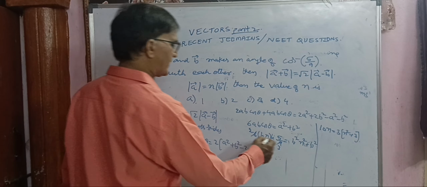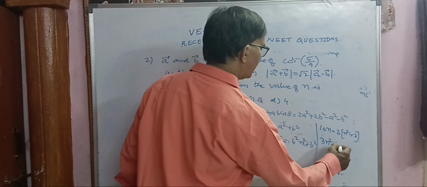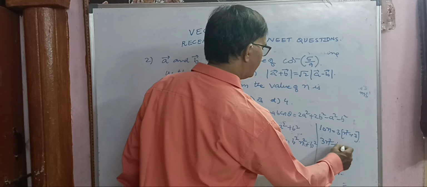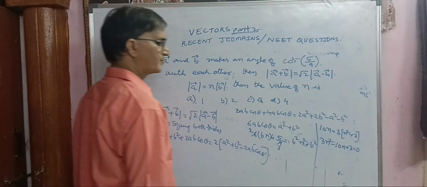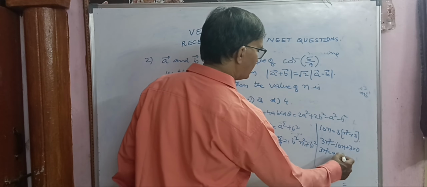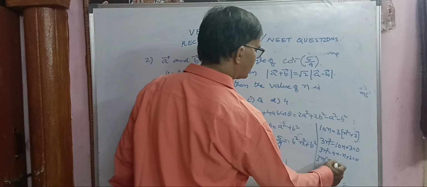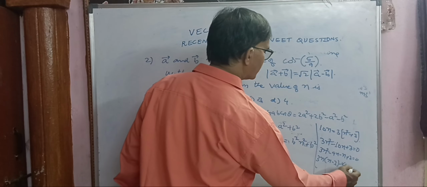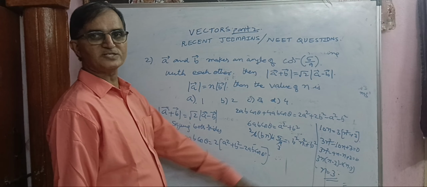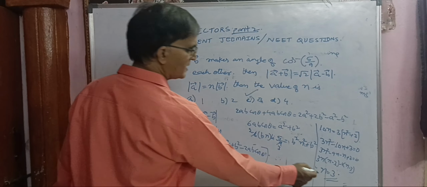Now b square gets cancelled in the whole thing. You got 3n square minus 10n plus 3 is equal to 0. Now if you do factorization, 3n square minus 9n minus n plus 3, so 3n into (n minus 3) minus 1 into (n minus 3). So n cannot be a fraction, n is equal to 3. So this third option is correct. n is equal to 3 is the correct option.